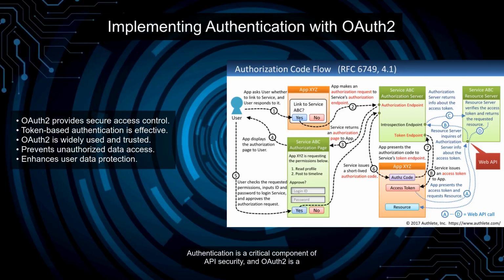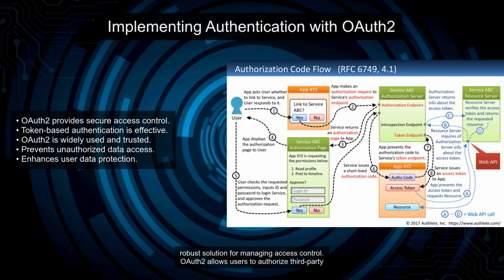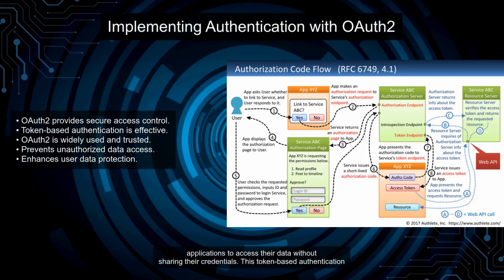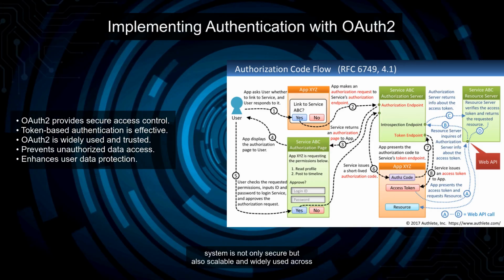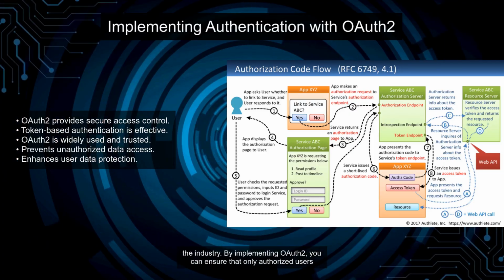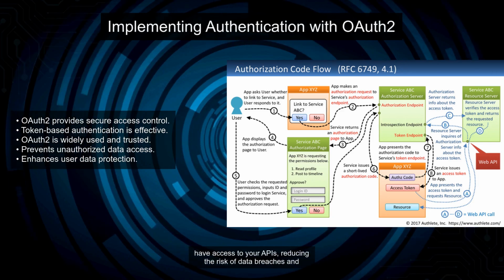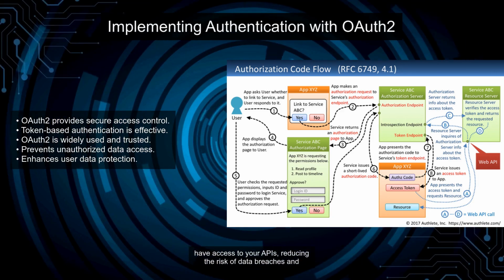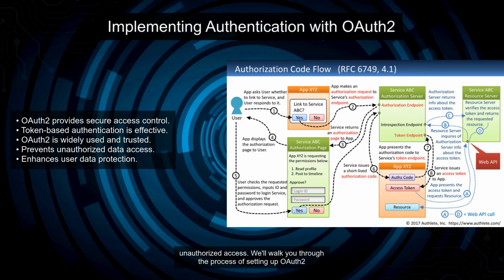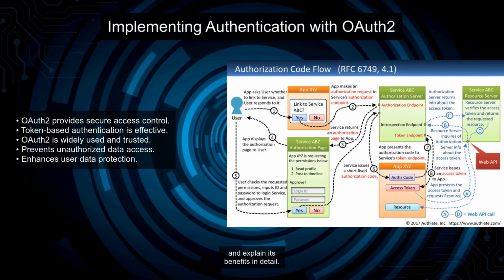Authentication is a critical component of API security, and OAuth 2 is a robust solution for managing access control. OAuth 2 allows users to authorize third-party applications to access their data without sharing their credentials. This token-based authentication system is not only secure but also scalable and widely used across the industry. By implementing OAuth 2, you can ensure that only authorized users have access to your APIs, reducing the risk of data breaches and unauthorized access. We'll walk you through the process of setting up OAuth 2 and explain its benefits in detail.